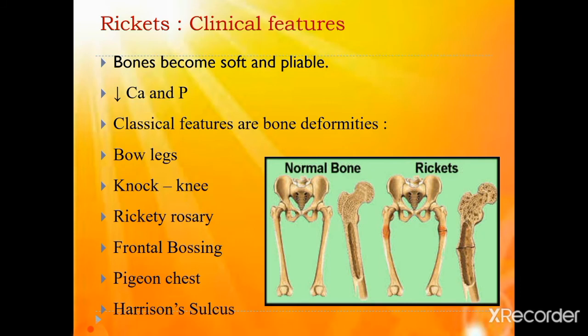That is why it is called rosary. You know what a rosary is, the one we use in church. So, like beads, at the tip of the ribs there will be small bead like protrusions, and that forms the rosary rickets. Then pigeon chest, the chest will be protruded. A pigeon's chest is protruded. Similarly, babies who have rickets will have a protruded chest. That is called pigeon chest. Then Harrison sulcus.